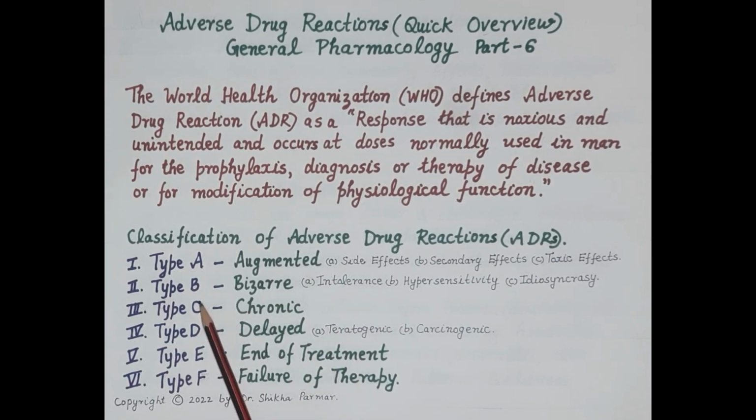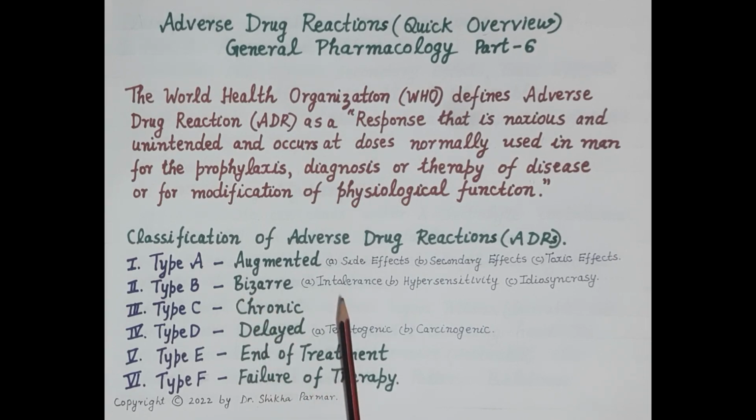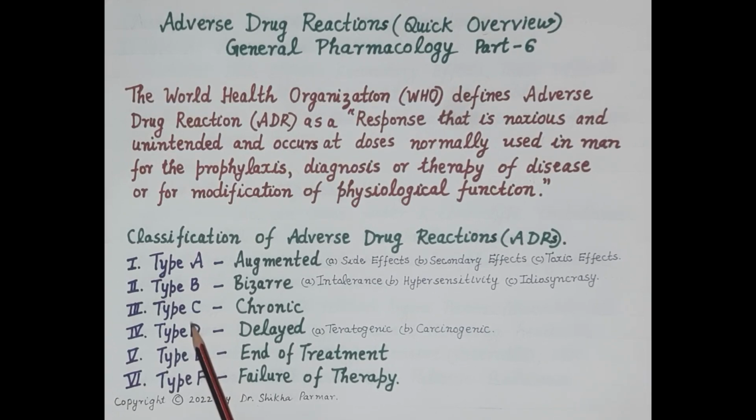Now, second type of adverse drug reactions are type B reactions, that is bizarre reactions. Now, these are highly unusual or strange reactions. These are unpredictable and are not related to the dose of a drug. Now, bizarre reactions depend on the patient's response to the drug, and they can be serious also. Bizarre responses include drug intolerance, hypersensitivity reactions or allergic reactions, and idiosyncrasy. Now, the third type of adverse drug reactions are type C. Now, these are caused because of chronic or continuous exposure to a drug.